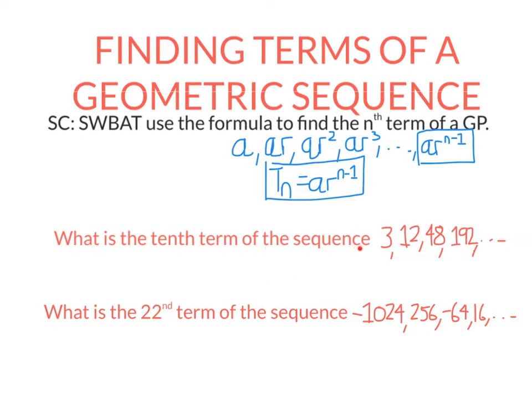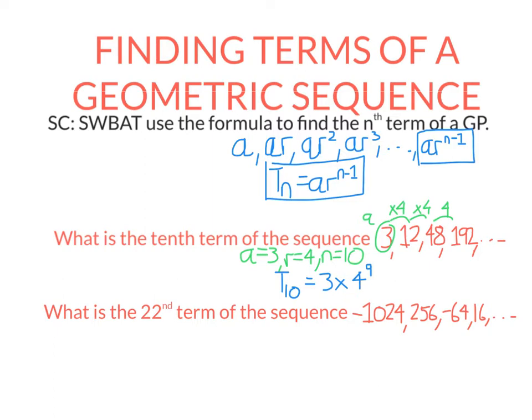Firstly, what is the 10th term of the sequence 3, 12, 48, 192? So this is a geometric sequence. The common ratio is 4 because I'm timesing each term by 4 to get the next term. So clearly A is 3. So we have here A equals 3, R equals 4. Now, if I'm interested in the 10th term, N is 10, the number of the term I'm interested in. So using the formula above, T10, term 10 is just going to be A times R to the power of N minus 1. Just remember, order of operations, you do the power here first.